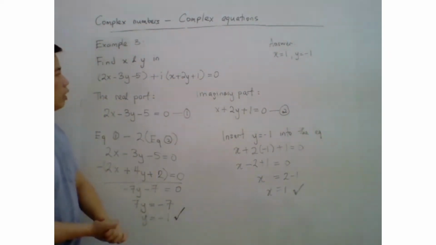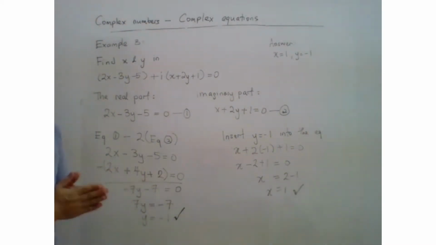So here you will notice that on the right hand side, this is equal to 0. And it means that the real part by itself should be equal to 0.